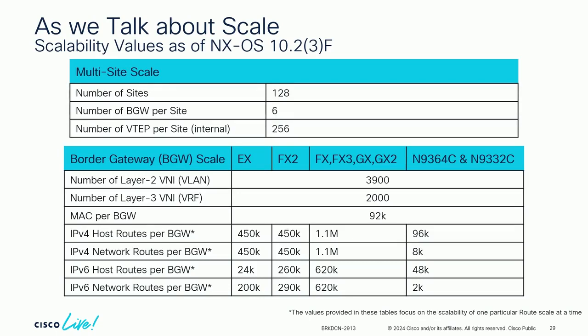The number of VTEPs within a site is 256. That's the current number. That's what we validated based on 10.2x. 10.3 is the same, I think. 10.4 is the same. But that's what we validated so far. You will see different numbers coming as we go to new releases, as we do more testing, you will see more.